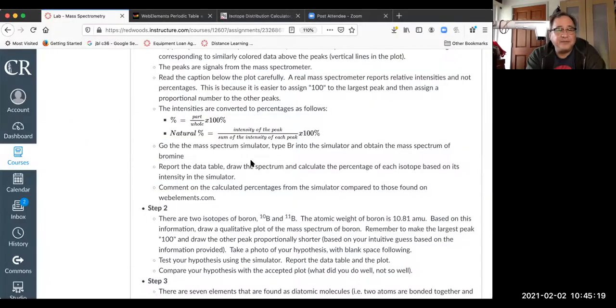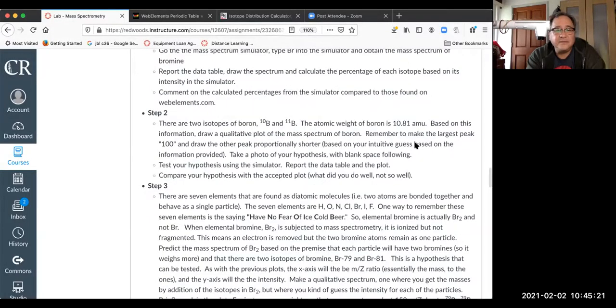And step 2, trying to move my participants list over so I can see what is here. Okay, there are 2 isotopes of boron, boron 10 and boron 11. The atomic weight of boron is 10.81 AMU. So that's the average. Based on this information, draw a qualitative plot of the mass spectrum of boron.